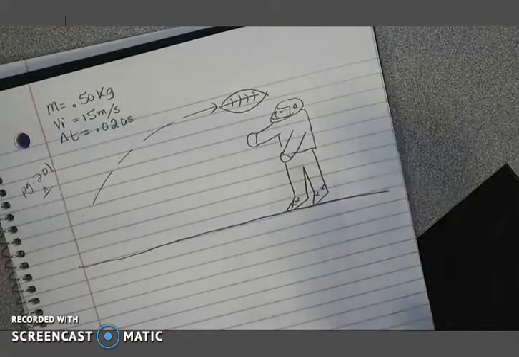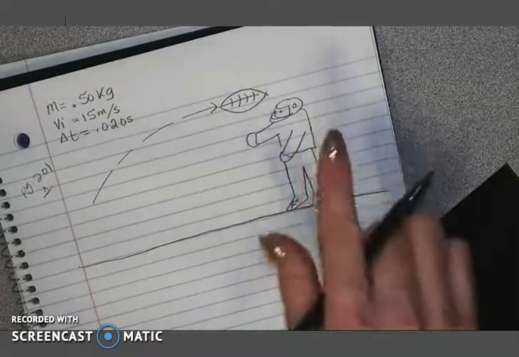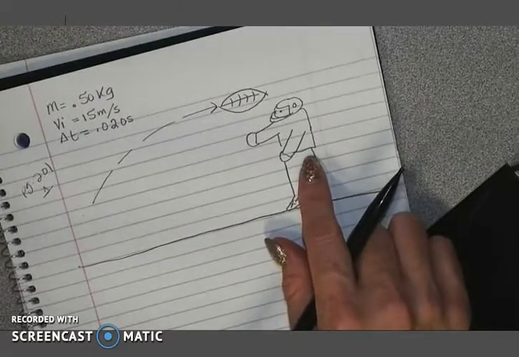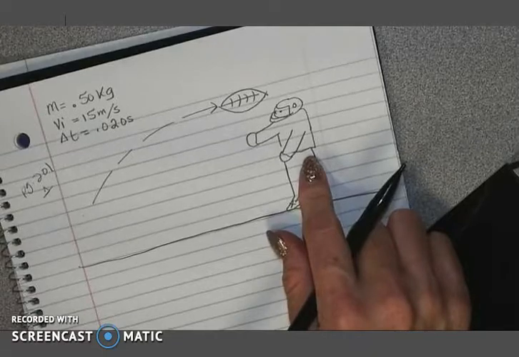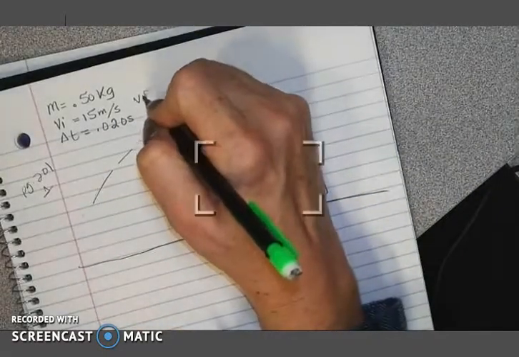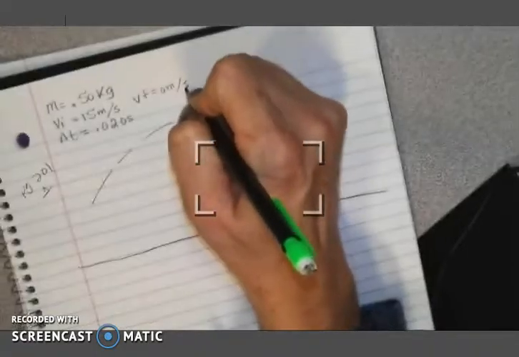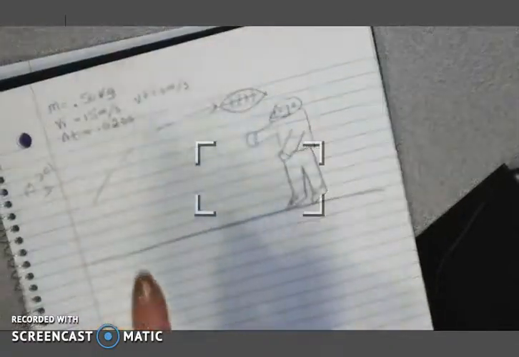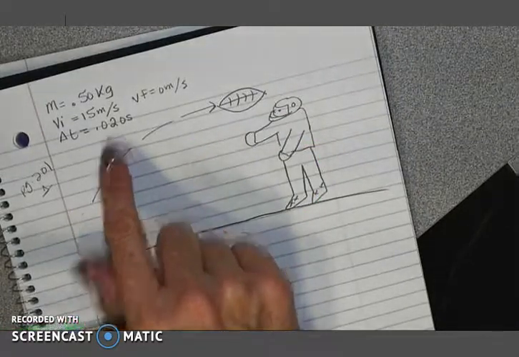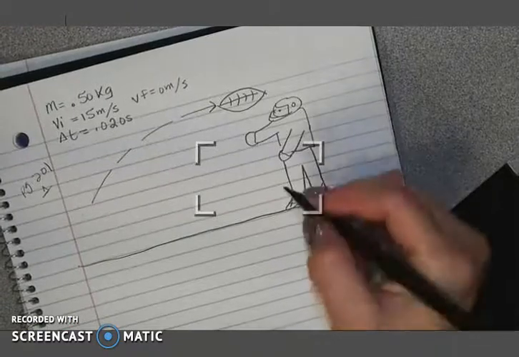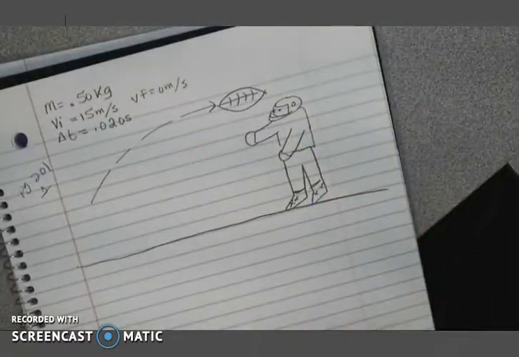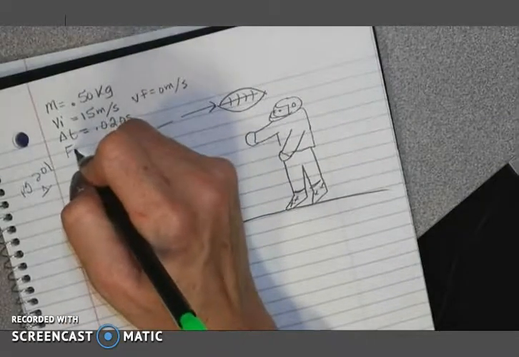So here we have our ball. It is 0.50 kilograms. Our stationary, meaning unmoving, receiver. And he's going to catch it and bring it to rest. So the final velocity of the ball will be 0. The ball has a mass of 0.50 kilograms, and it takes him 0.020 seconds to actually cradle that ball and bring it to rest. So he's going to catch it. Apparently, he's not going to run after the catch. So we want to know the force exerted on the ball.